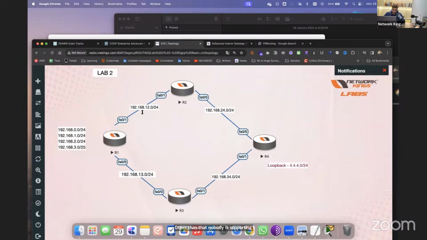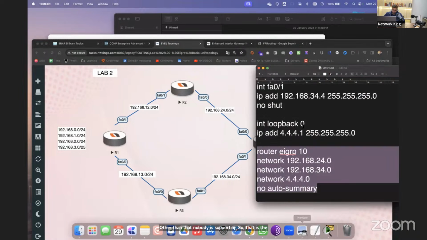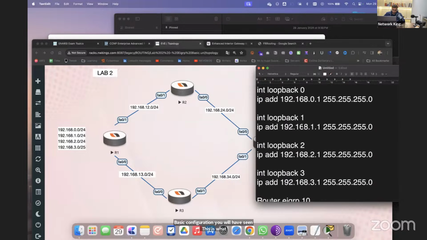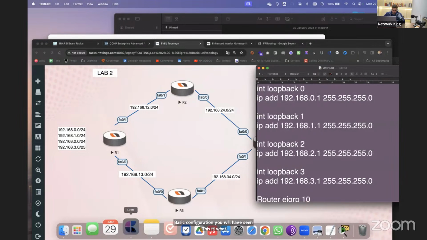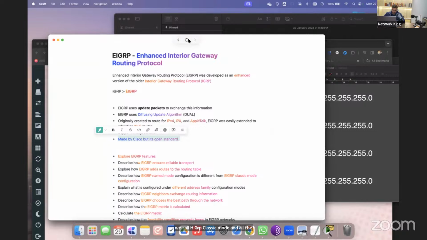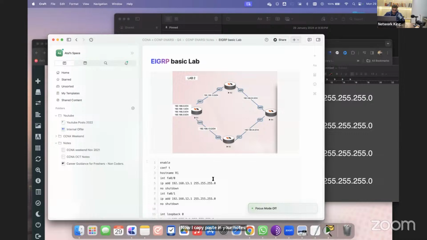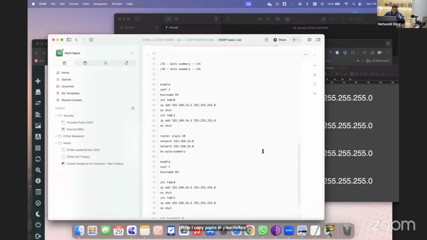EIGRP is very simple, the basic configuration you have seen. This is what we call EIGRP classic mode. All the configuration I will now copy-paste in your notes. Please make sure you do this lab, whether on Packet Tracer or on the labs.